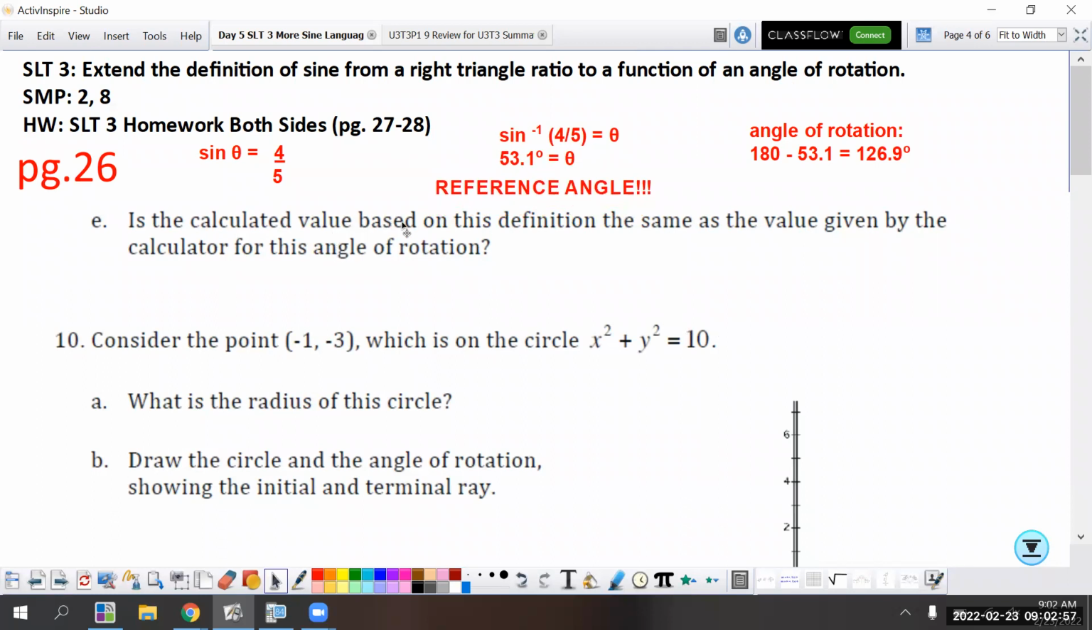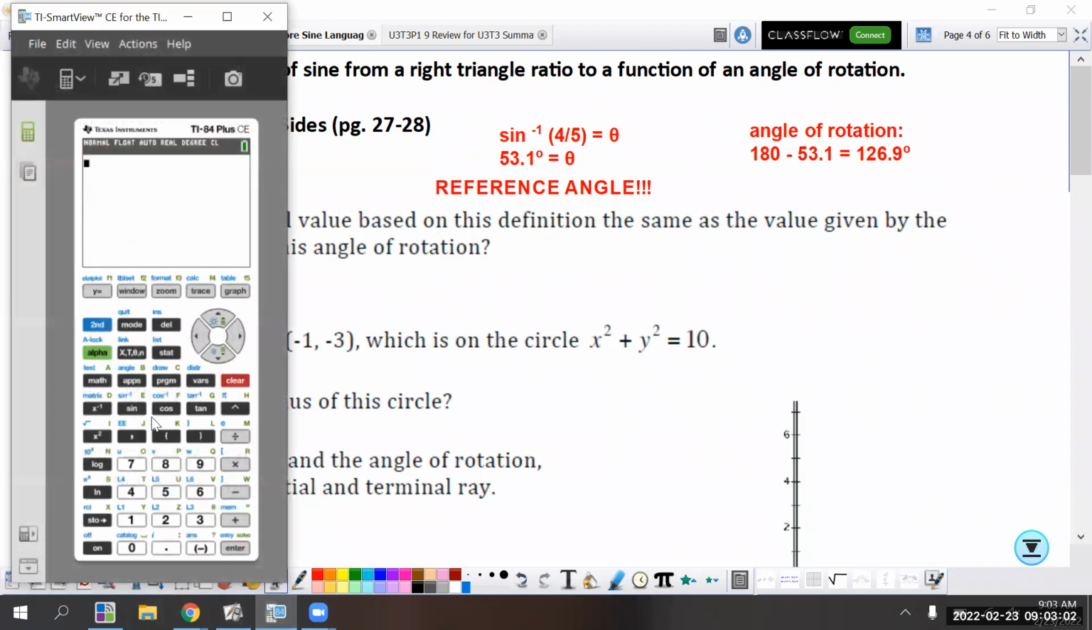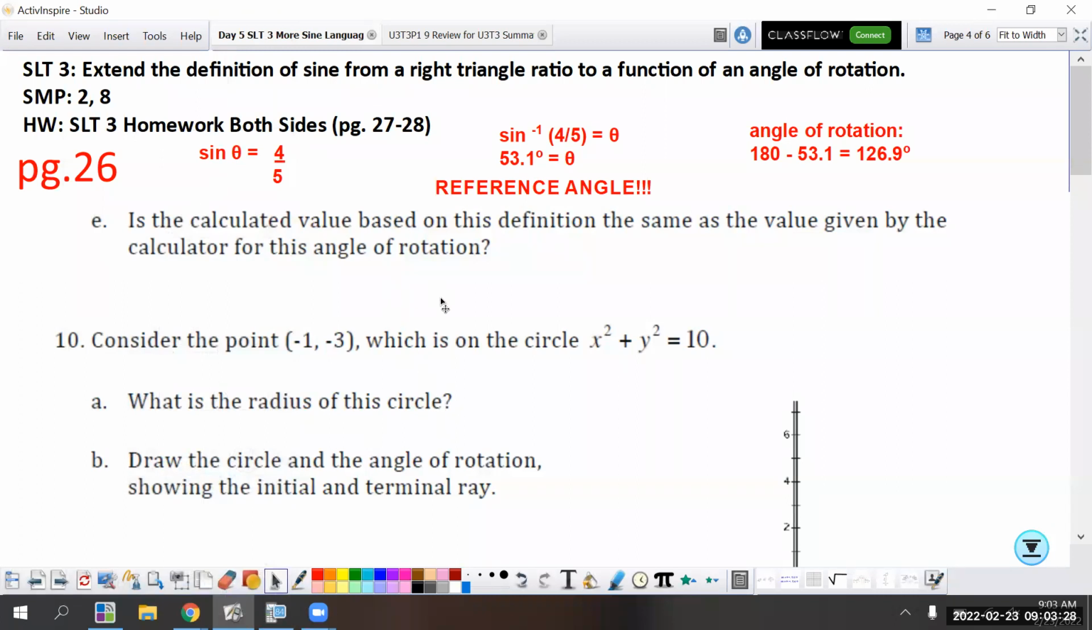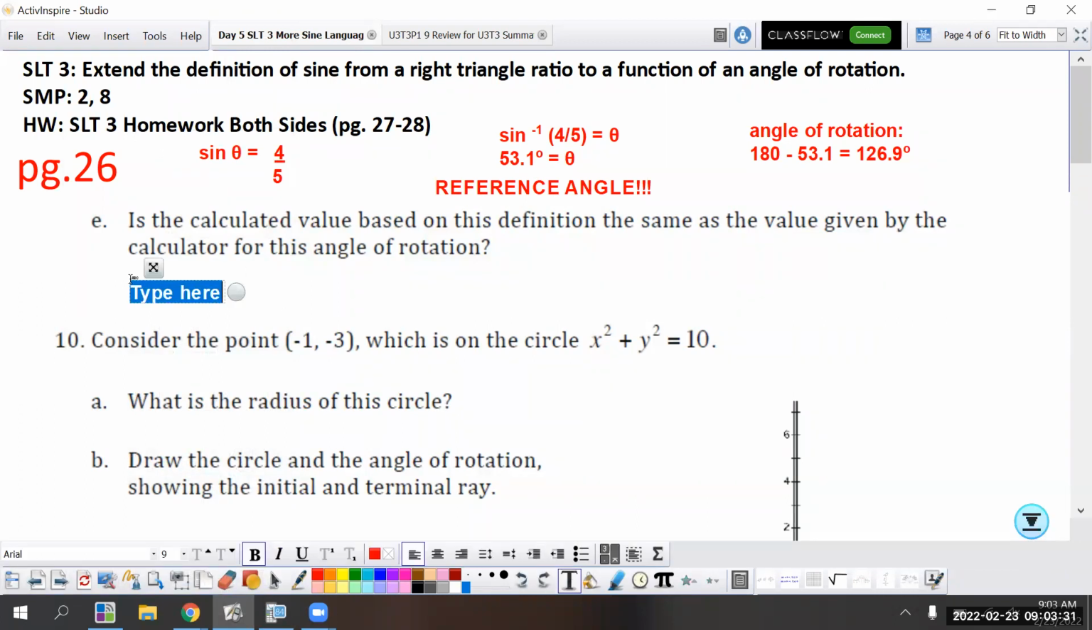All right, is the calculated value the same? So let's try this. If I do sine of 126.9, is that the same as 4/5? Yes, that's really close because this 126.9 was rounded because I rounded this 53.1. So yes, is the calculated value based on this definition the same? Yes.